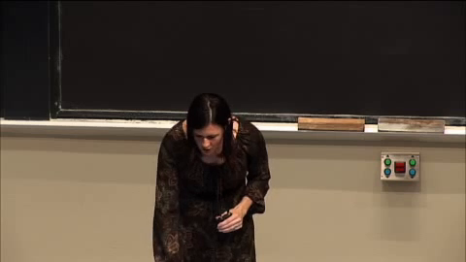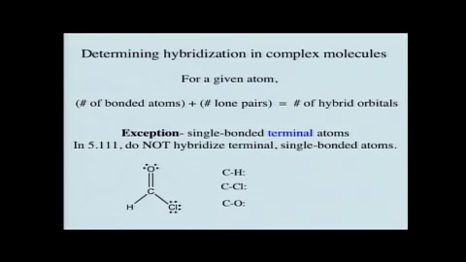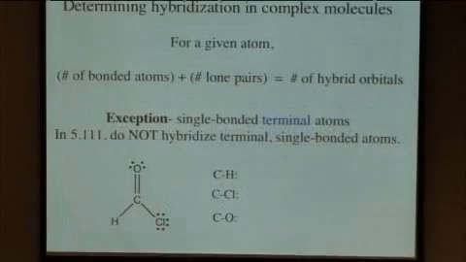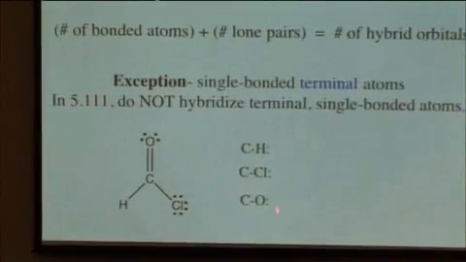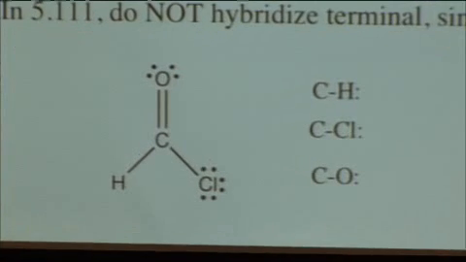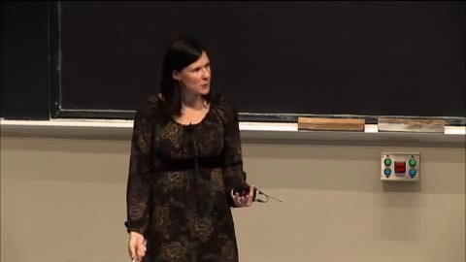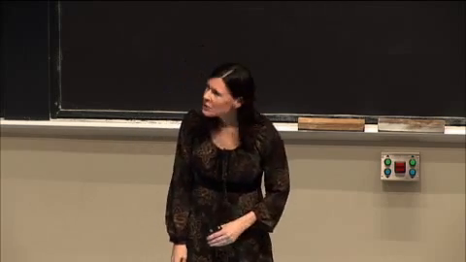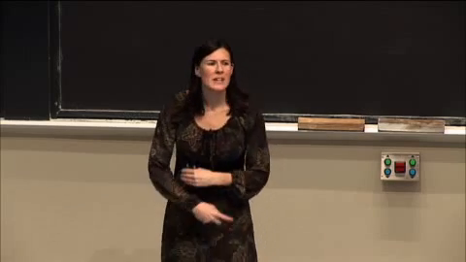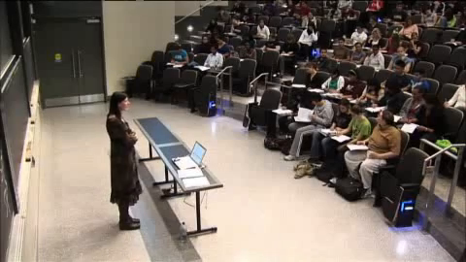All right, so we can illustrate this with an example of formyl chloride. This is a good example because we're just dealing with our carbon as our central atom here, and we have three terminal atoms, two of which are single bonded, so we're not going to hybridize those, and one which is double bonded, the oxygen, so we will hybridize that one. So in terms of thinking about the carbon, what is the hybridization around the carbon atom?